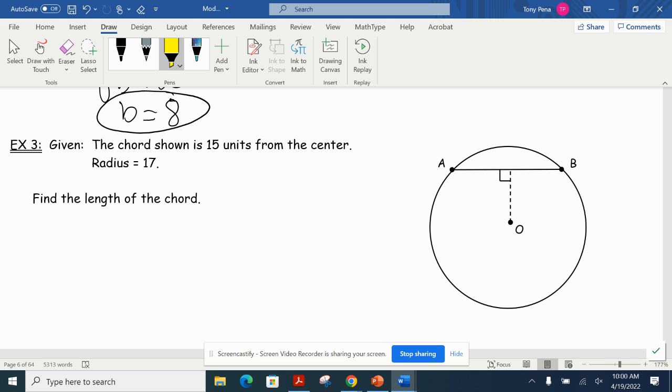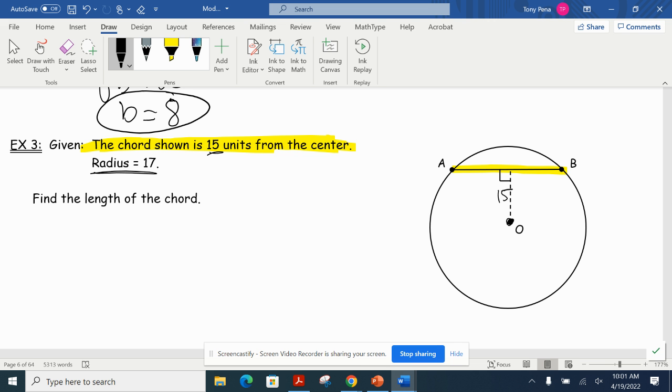The first thing you want to be careful of is this phrase right here. When it says the chord is 15 units from the center, here is your chord. Here is your center. The distance between those is always that perpendicular segment in between them when we go directly there. So that 15 is alluding to this guy right there. That is the distance from the center to the chord, okay?